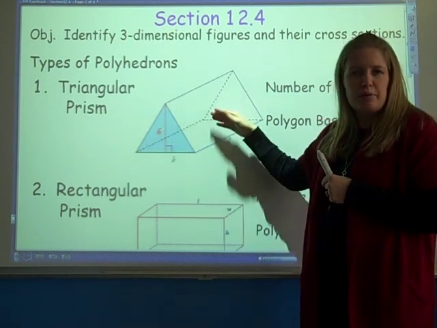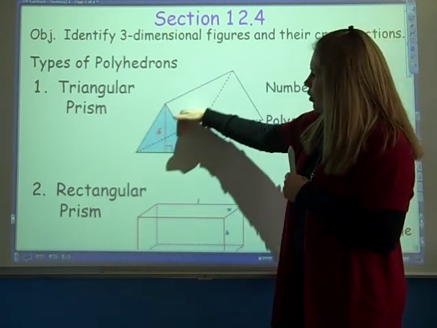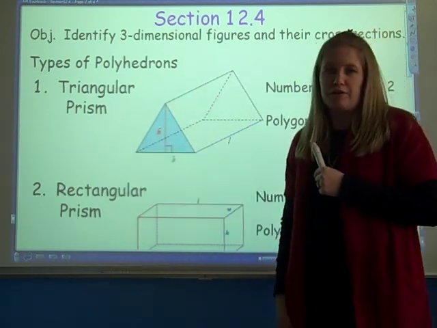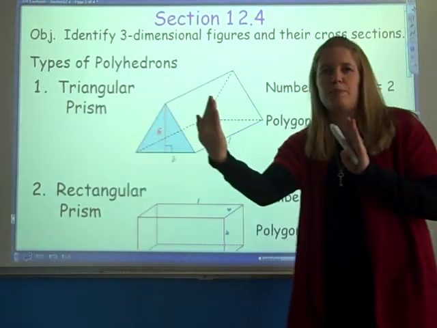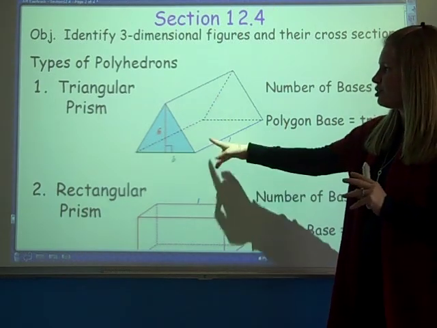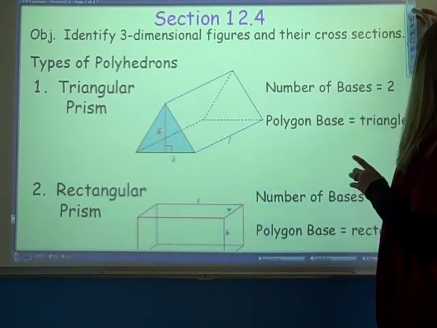So you have two triangles. They will be parallel to each other. And then all of the other faces will be rectangles. Okay? That's a triangular prism. A prism has two bases that are parallel, and this one's triangular because of the triangle.